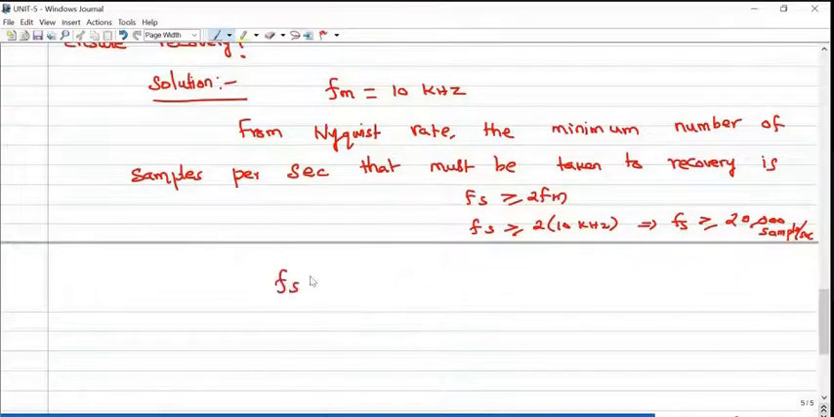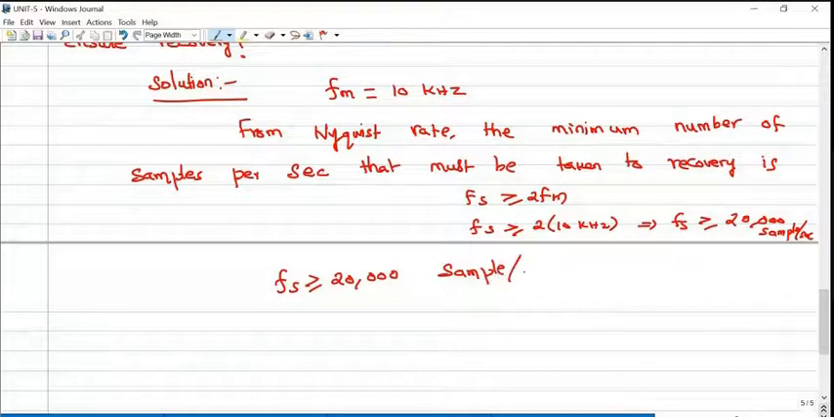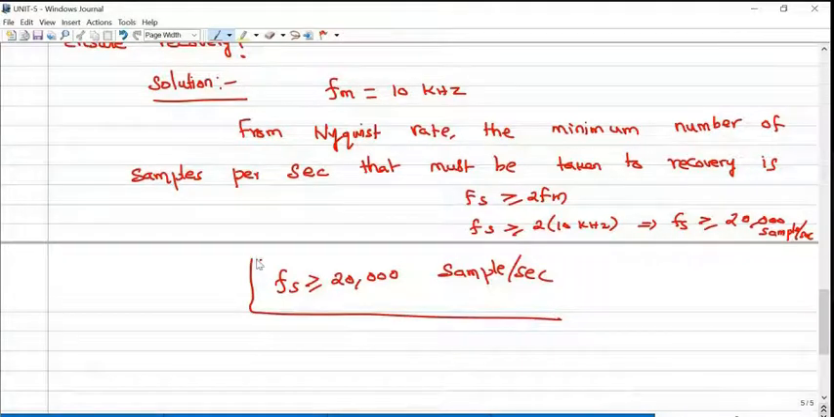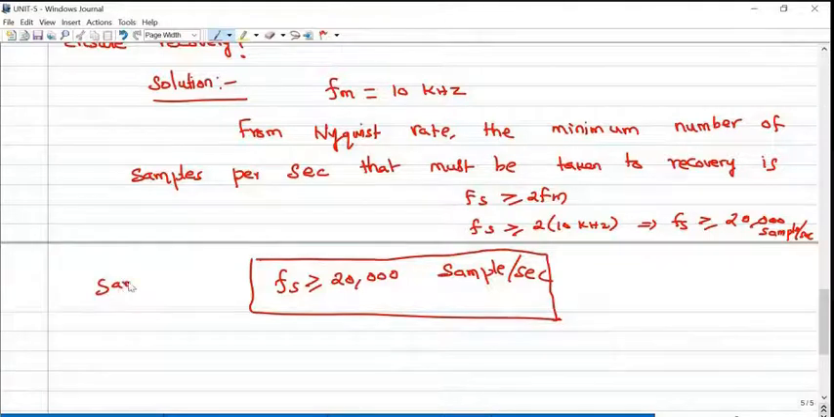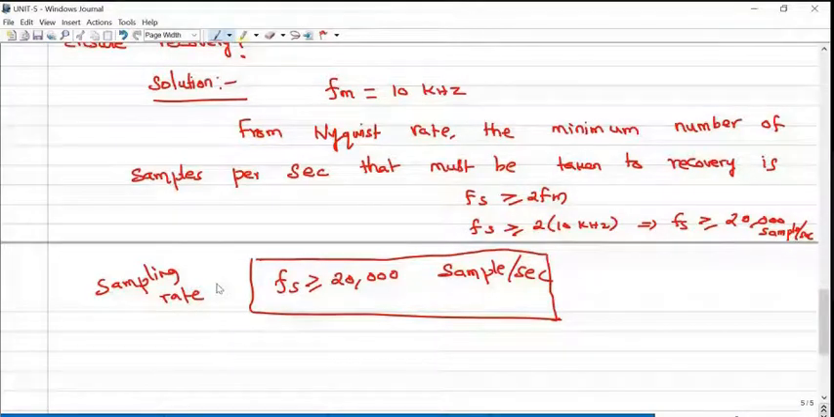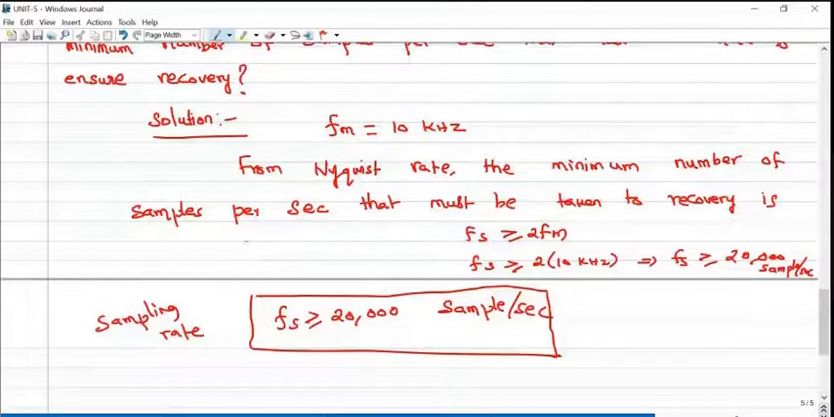Fs must be 20,000 samples per second. This is called the sampling rate. How many samples we are taking per second, that is called the sampling rate. This way you have to solve the problem.